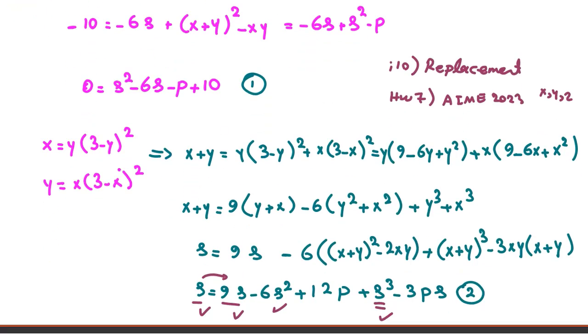Now in the next step we add these two similar equations. x plus y equals y times (3 minus y) whole squared plus x times (3 minus x) whole squared.